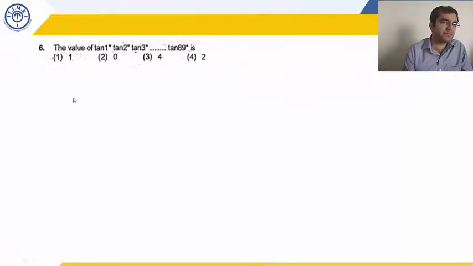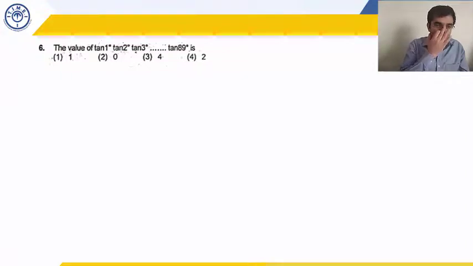Next question. This is the last question for today. And it's a slightly tough one. Basically, lots of tan trigonometric ratios are being multiplied. Tan 1, tan 2, tan 3, and so on till tan 89. And you want to find the value of this. Take 30 seconds.